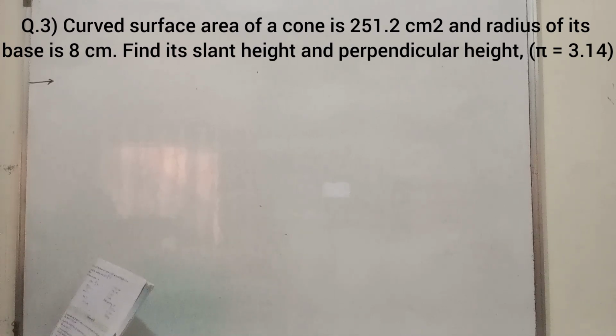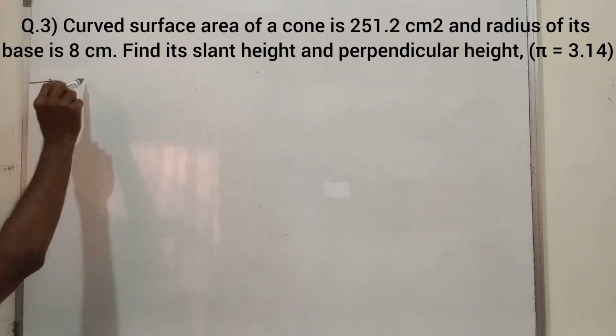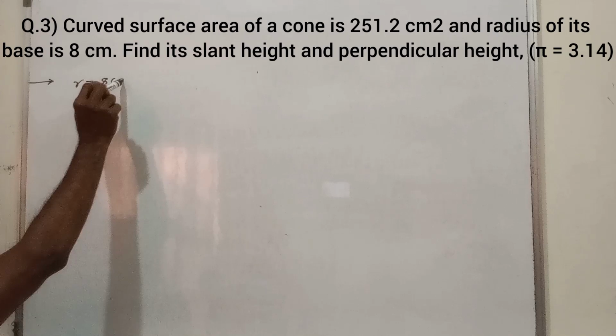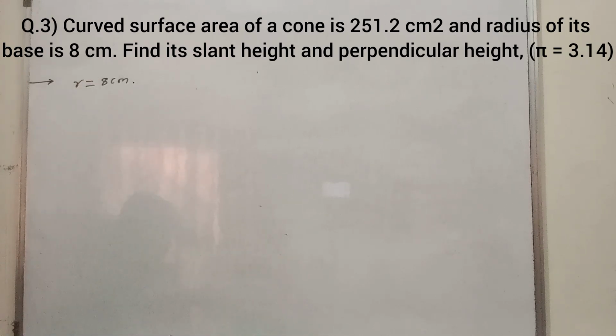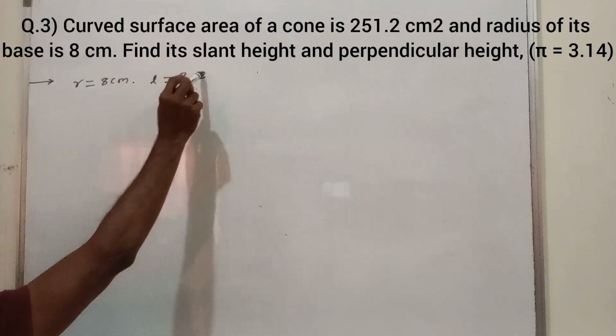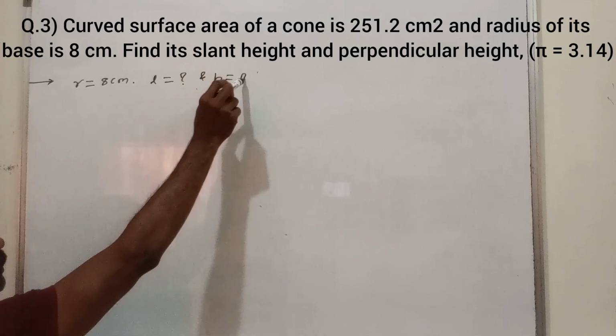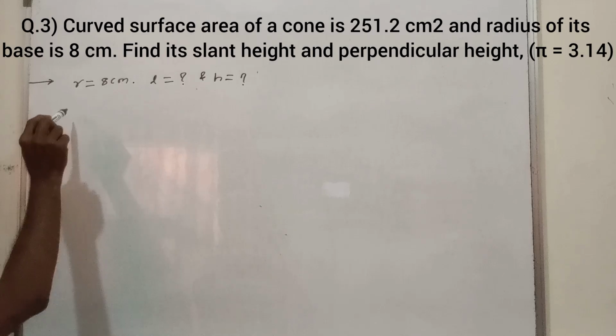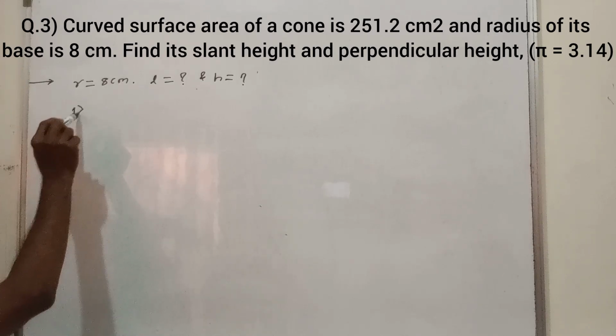Curved surface area of a cone is 251.2 centimeter square and radius of its base is given 8 centimeter. Okay, find its slant height and perpendicular height. Find both. Okay, then we start from given.